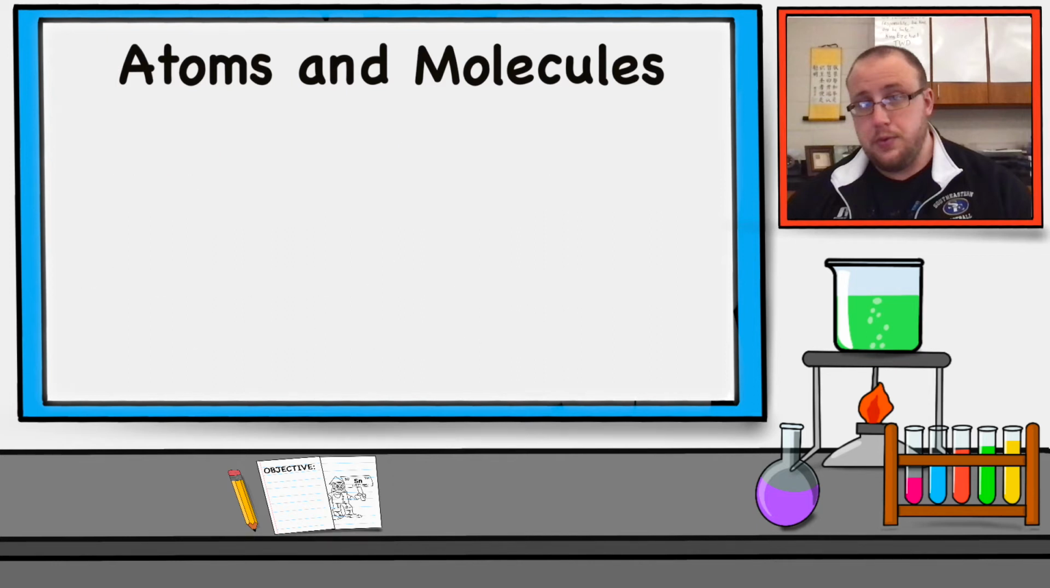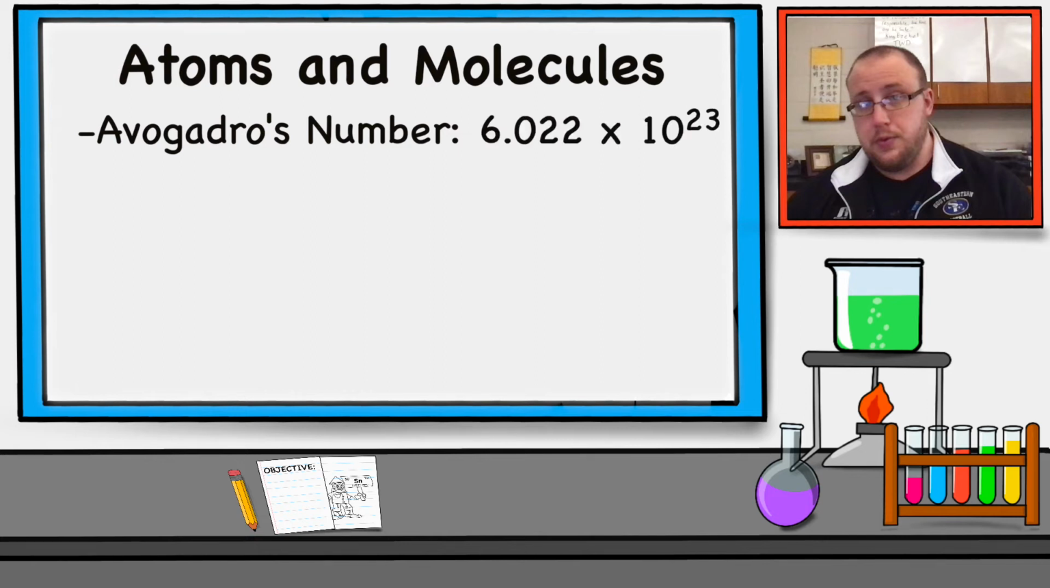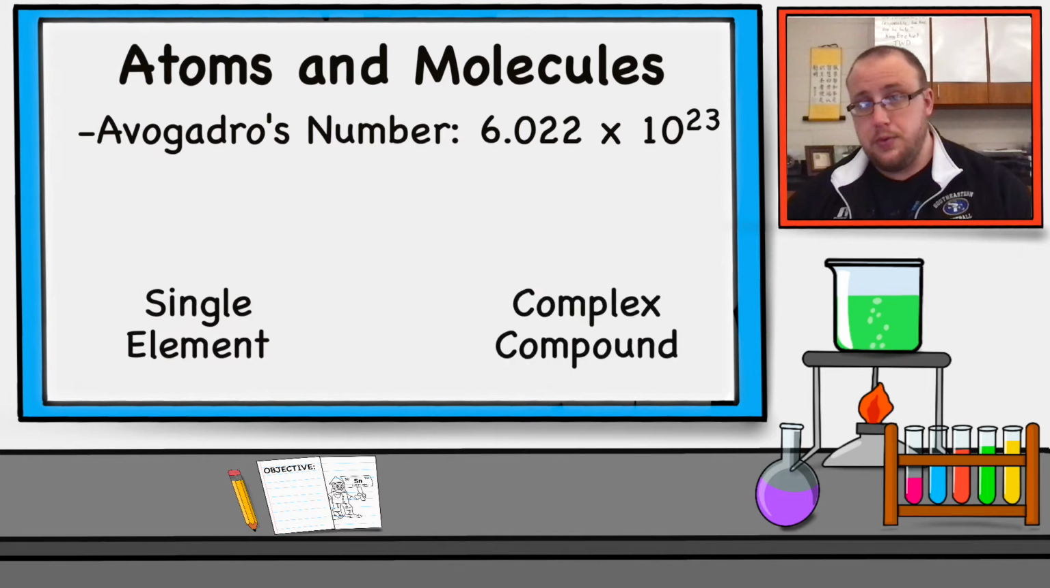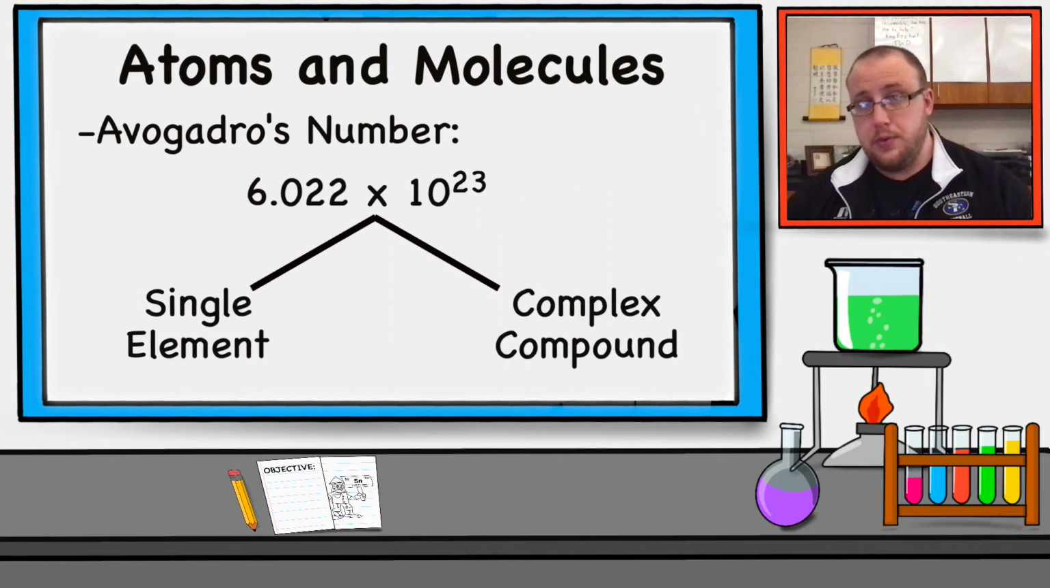No matter if we are talking about atoms or molecules, we are still going to be using and talking about Avogadro's number. You're going to be using this number so much that you might as well memorize it. Avogadro's number is 6.022 times 10 raised to the 23rd power. Basically, whether we are in a single element or a complex compound, there are 6.022 times 10 to the 23rd particles within 1 mole of that substance.